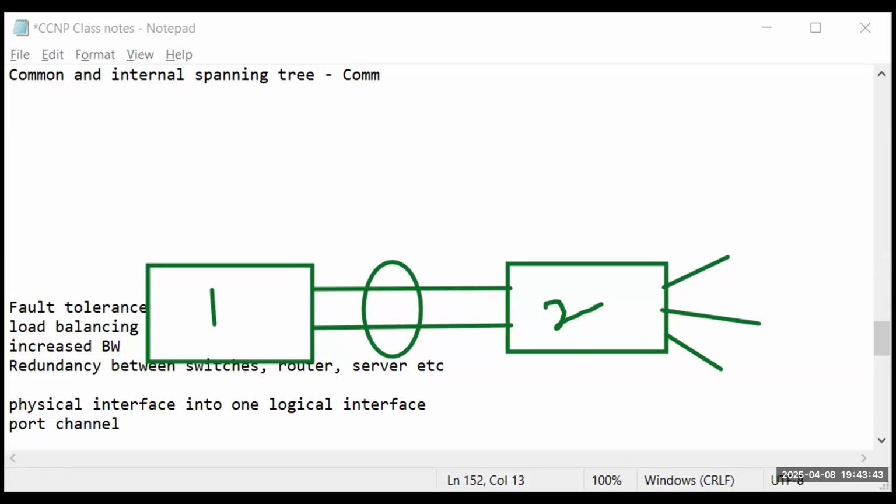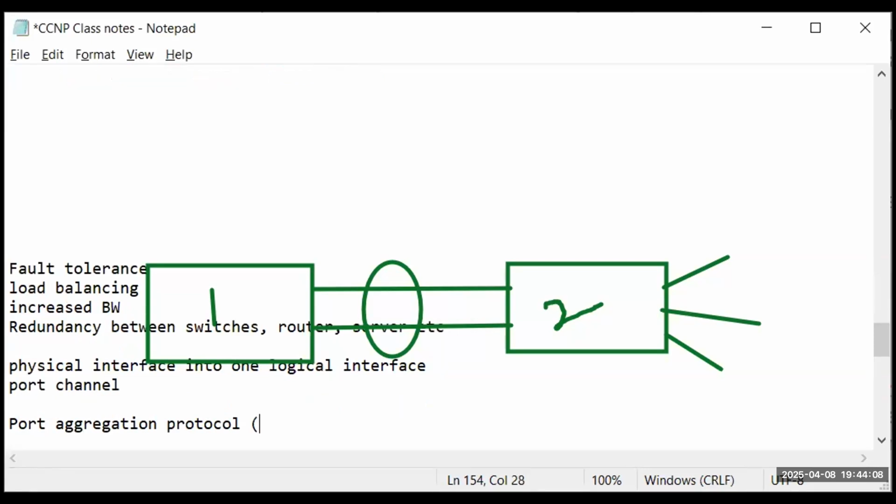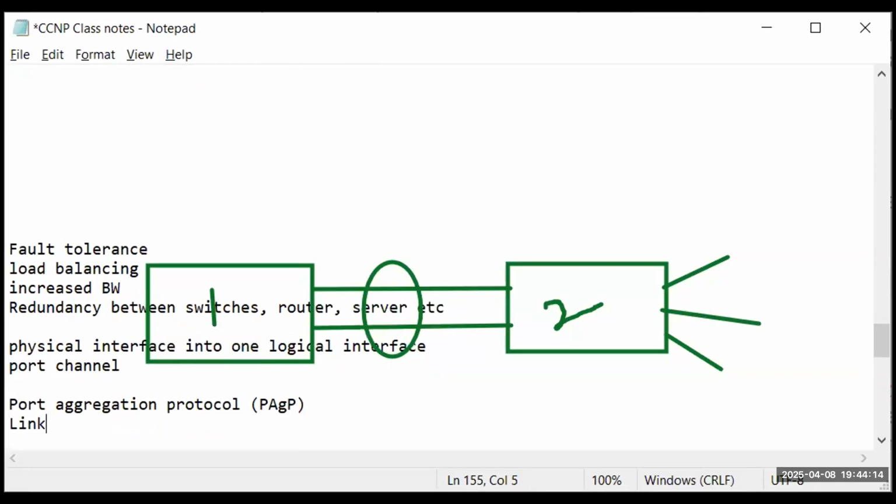So Ether channel is formed through two protocols. One is port aggregation protocol and the other is link aggregation protocol. So we call it PAgP and link aggregation protocol, LACP.